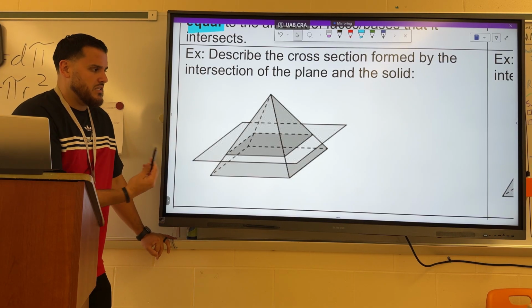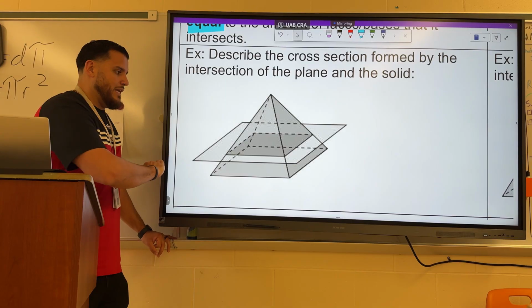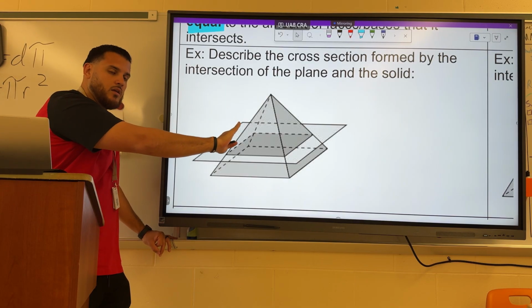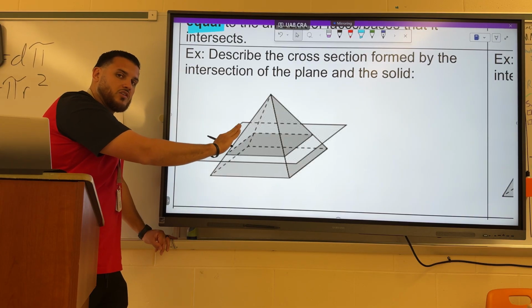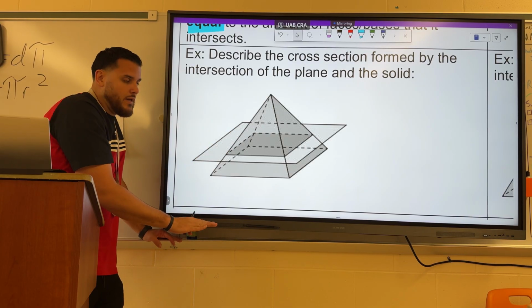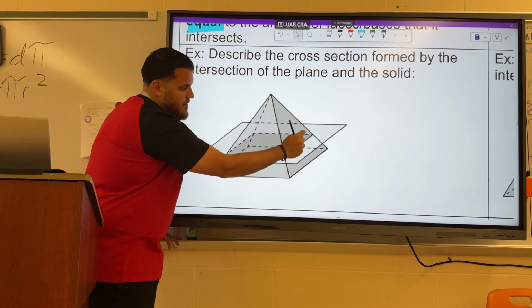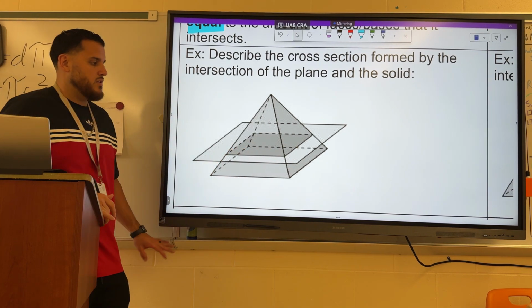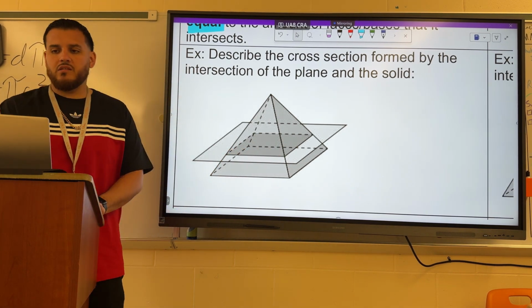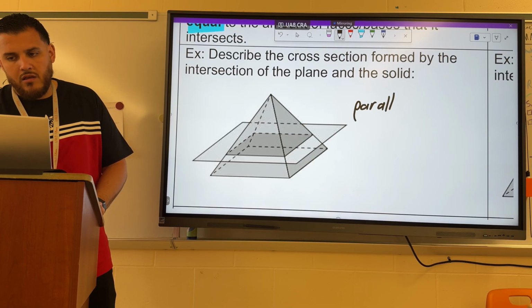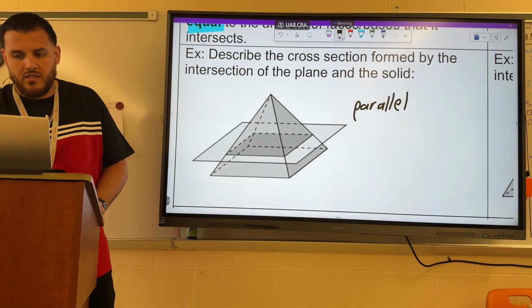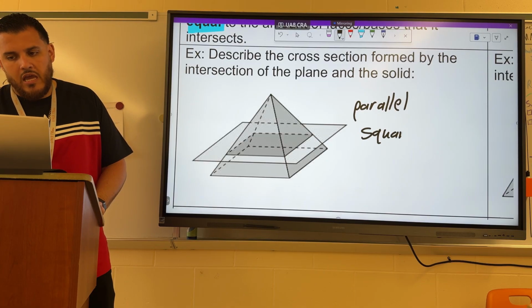We can assume this is a square pyramid. We have a plane that is parallel to the base. This cross section therefore is the same shape as the base, and we can see it there. That dark outline given to us matches the shape on the base. We can say that this cross section is parallel and therefore the same as the base, which is a square.